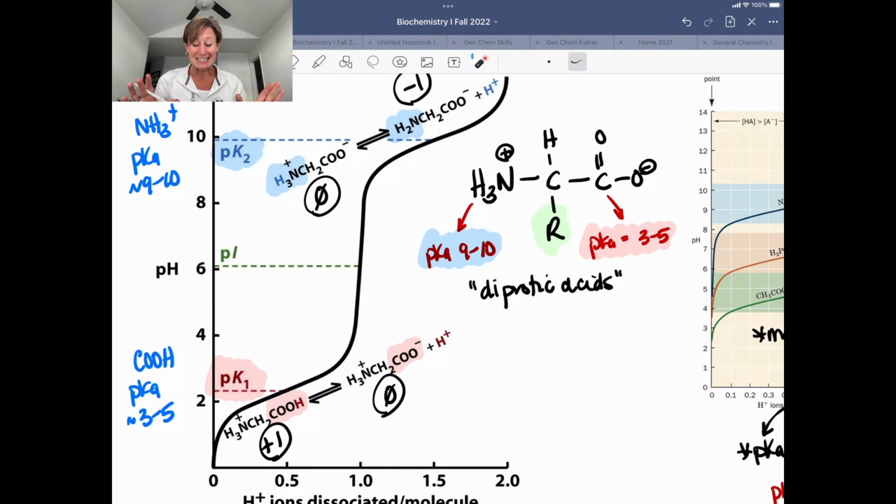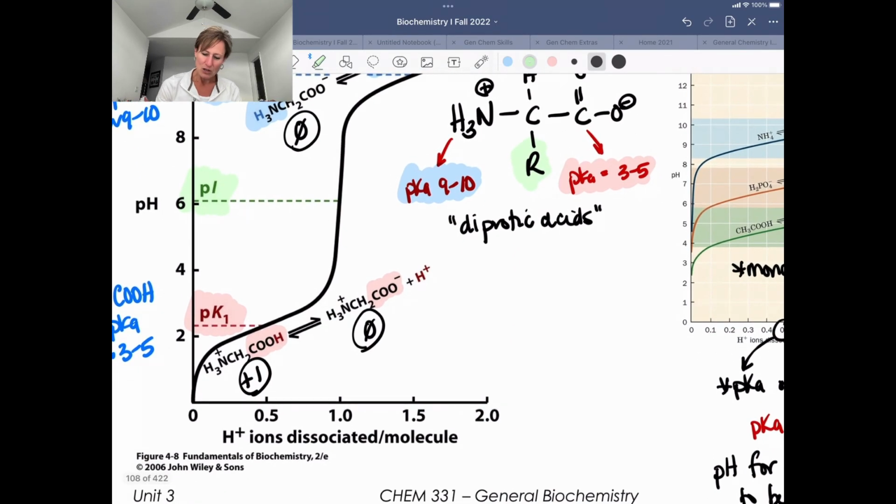What we're going to see now is there's a special point that's halfway between the halfway points, and that's this special point right here. This special point is called a pI value. We're going to talk about what that is here. We can think about pI like being the pKa for a protein.